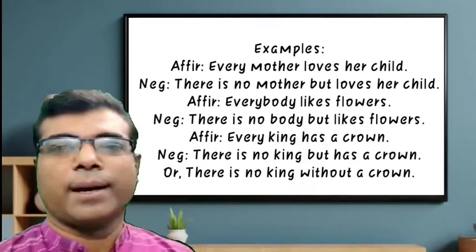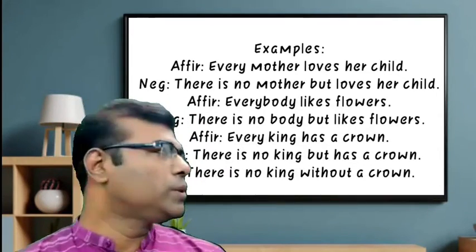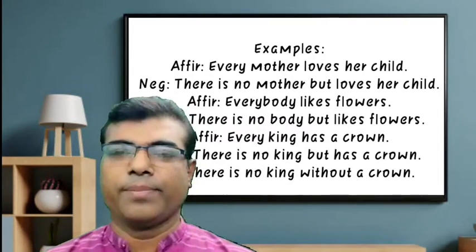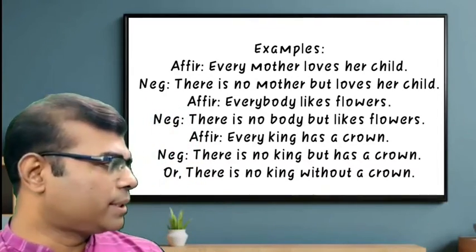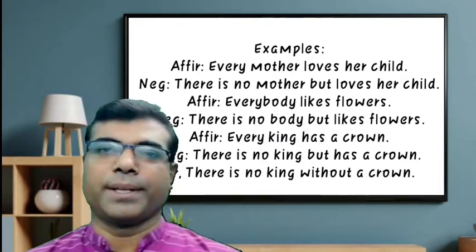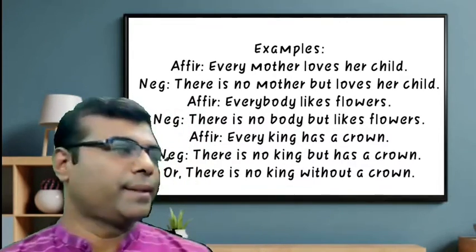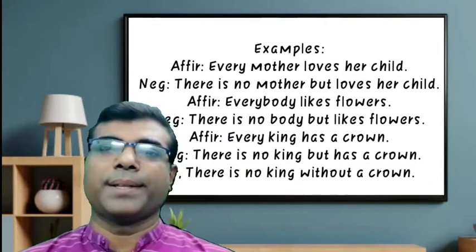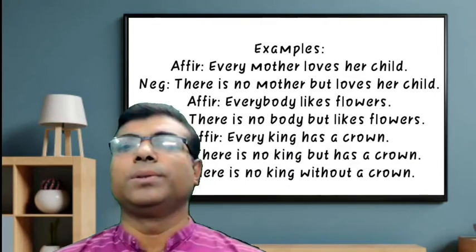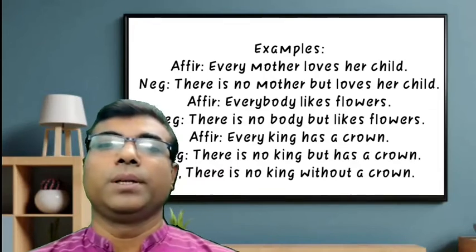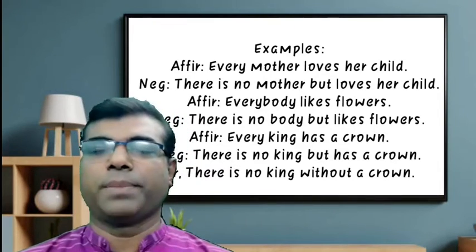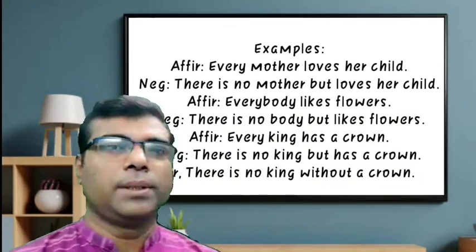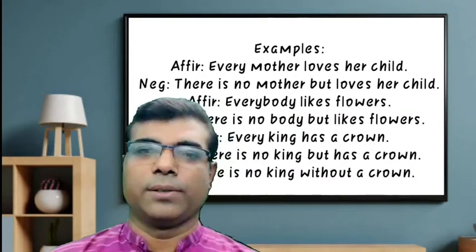Every king has a crown. We will use there is no instead of every. There is no king. Then we will use but, then the rest part of the sentence. There is no king but has a crown. When we see but plus has, then we can use without instead of but plus has. That means there is no king without a crown.